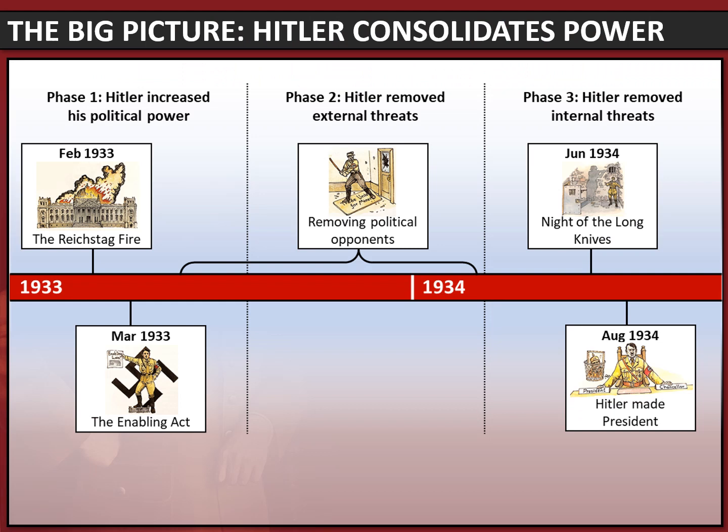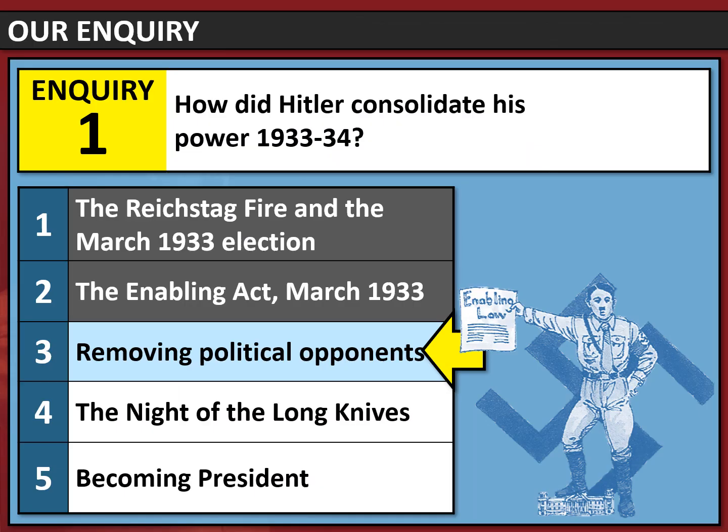Okay guys, so here's the big picture that we've been investigating so far. We're looking at how Hitler consolidated his power from 1933 through to the end of 1934. Now in this homework we're going to look at phase 2 on the diagram there. This is when Hitler removed external threats. This means when Hitler removed opposition from outside the Nazi party. And we're going to look at how he got rid of his political opponents. So this is the third part of our inquiry.